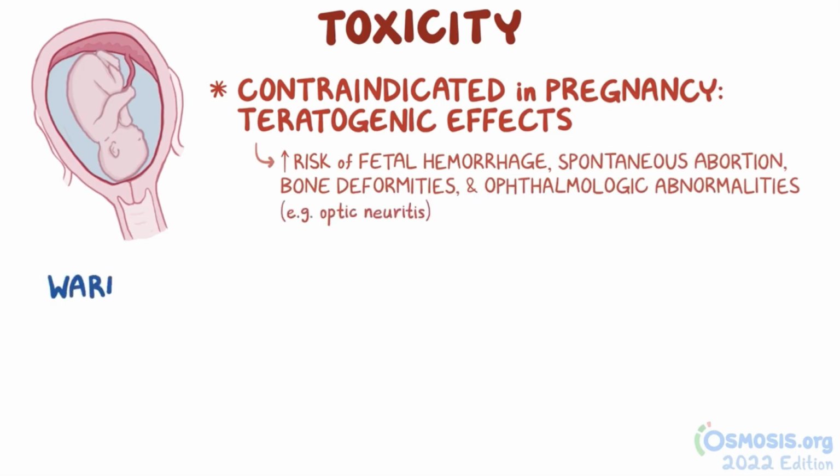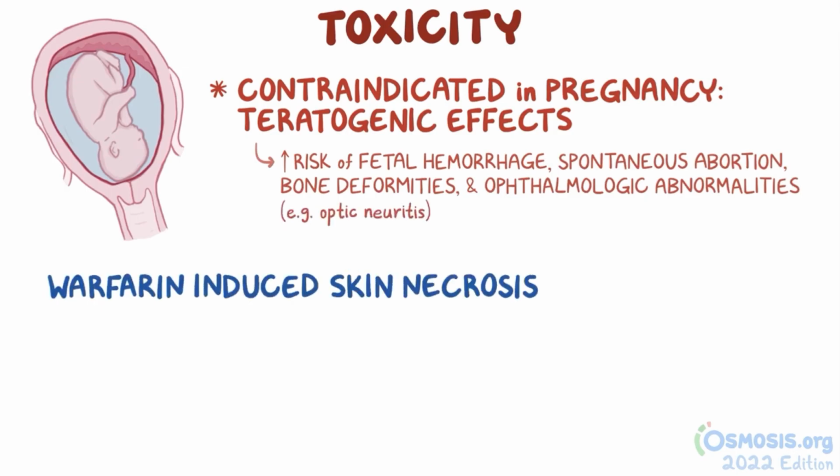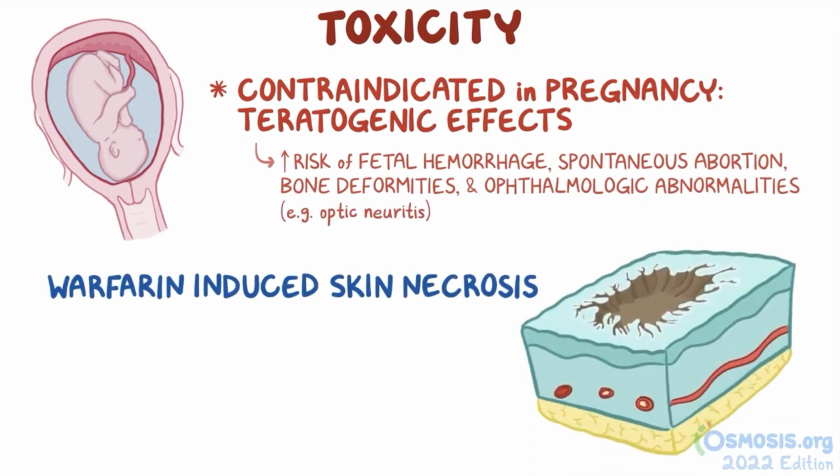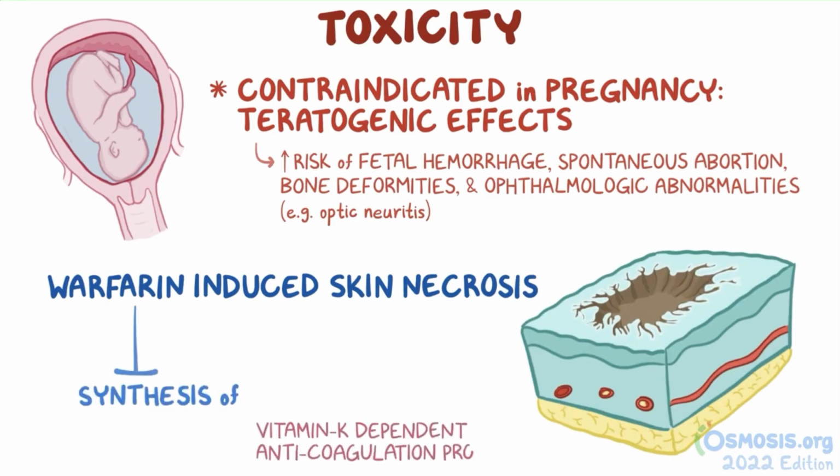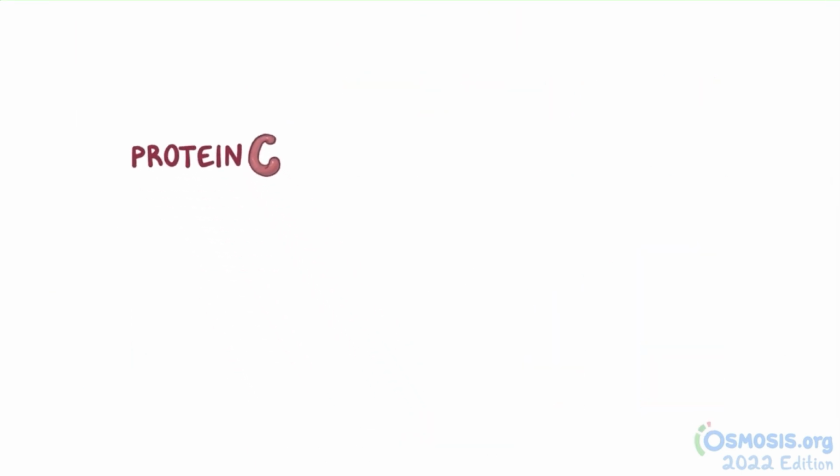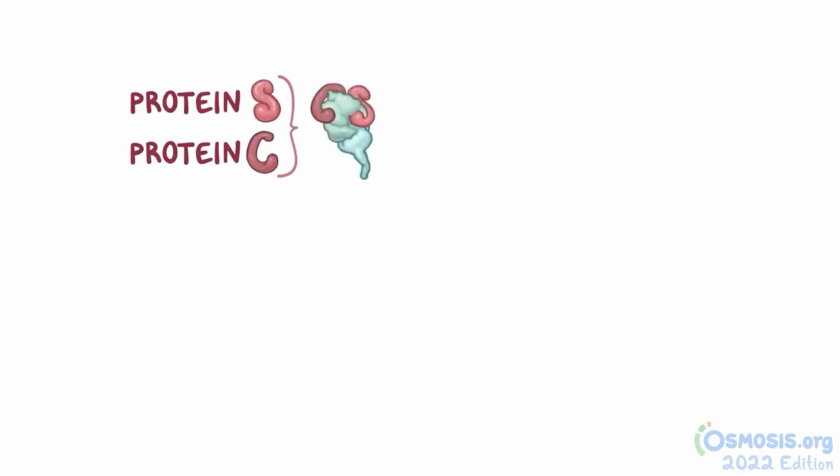Another problem is warfarin-induced skin necrosis, which is caused by tiny thrombi forming in the blood vessels in the skin. This happens because warfarin also inhibits the synthesis of the functional form of a vitamin K-dependent anticoagulation protein called protein C. Normally, protein C combines with protein S to form a proteolytic complex which inactivates factor Va and factor VIIIa.